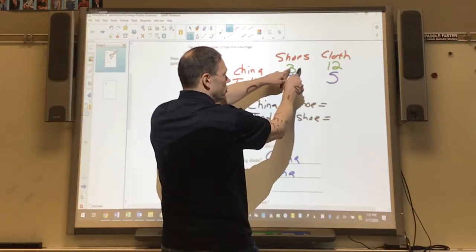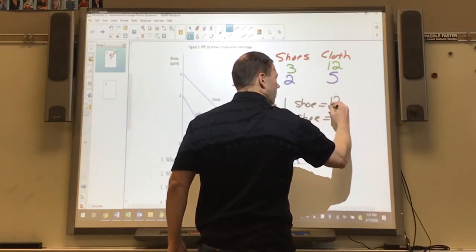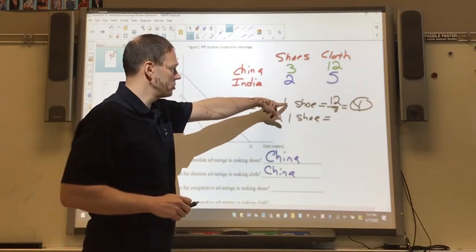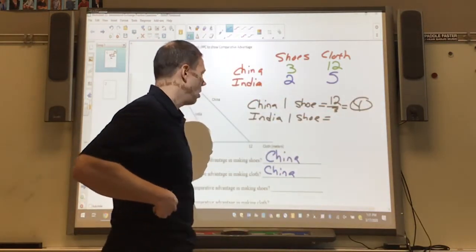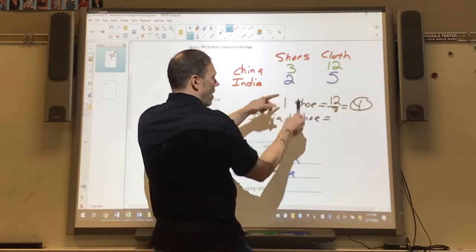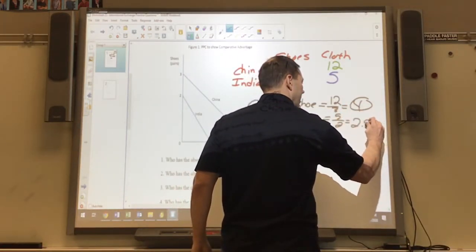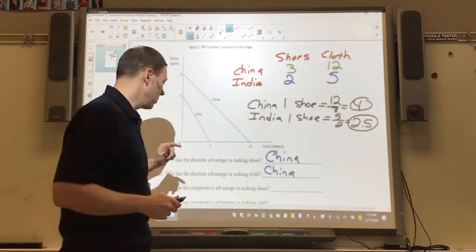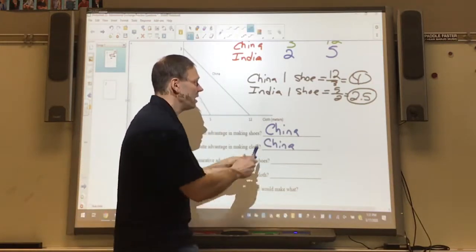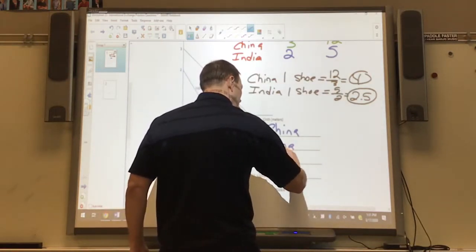So we're talking about shoes. The other one, cloth, goes over. So we have 12 over 3, which of course becomes 4. So for every 1 pair of shoes that China makes, they give up 4 cloth. India, on the other hand, for them to make 1 shoe, other goes over, 5 divided by 2. Okay, 5 divided by 2 is 2.5. That's how much cloth they give up. Now remember, comparative advantage is whoever has the lower opportunity cost. Well, in this case, India has the lower opportunity cost. They give up less cloth compared to China.